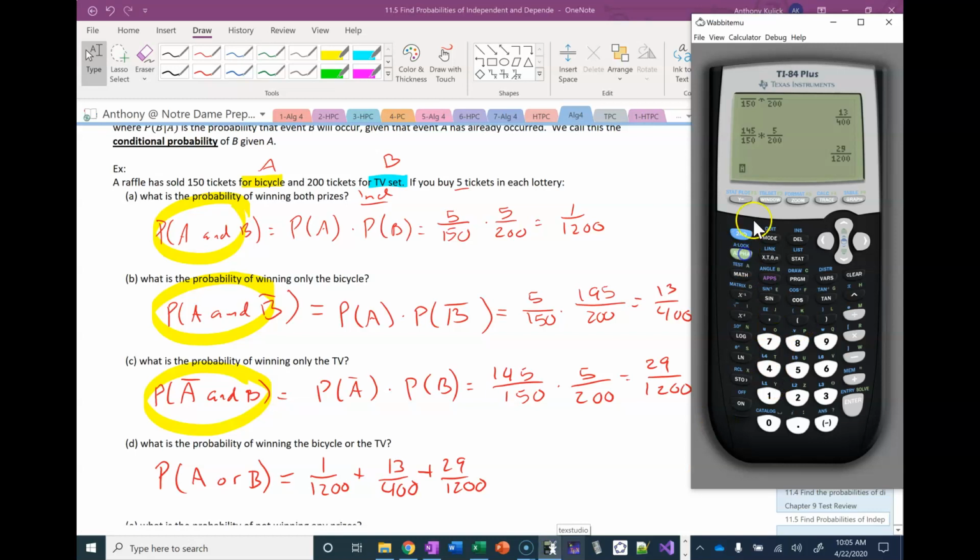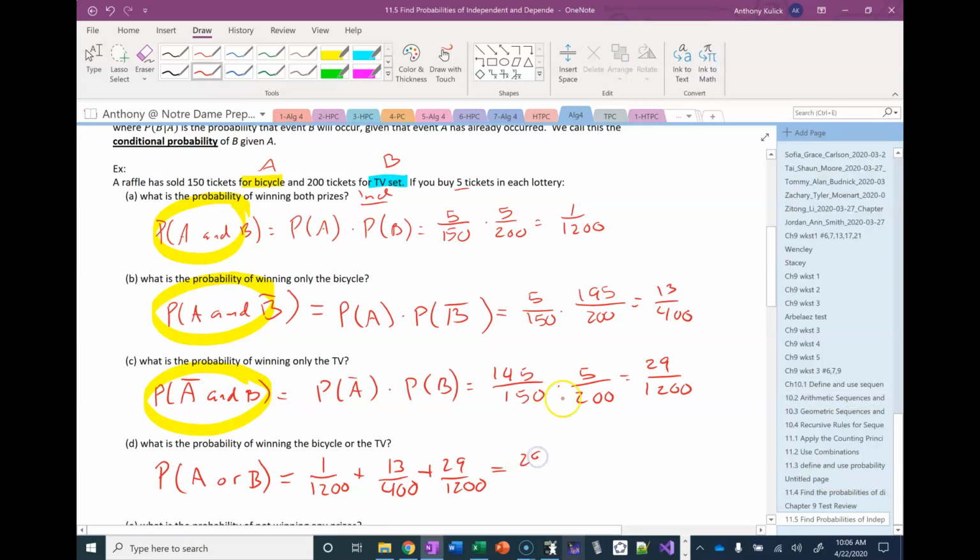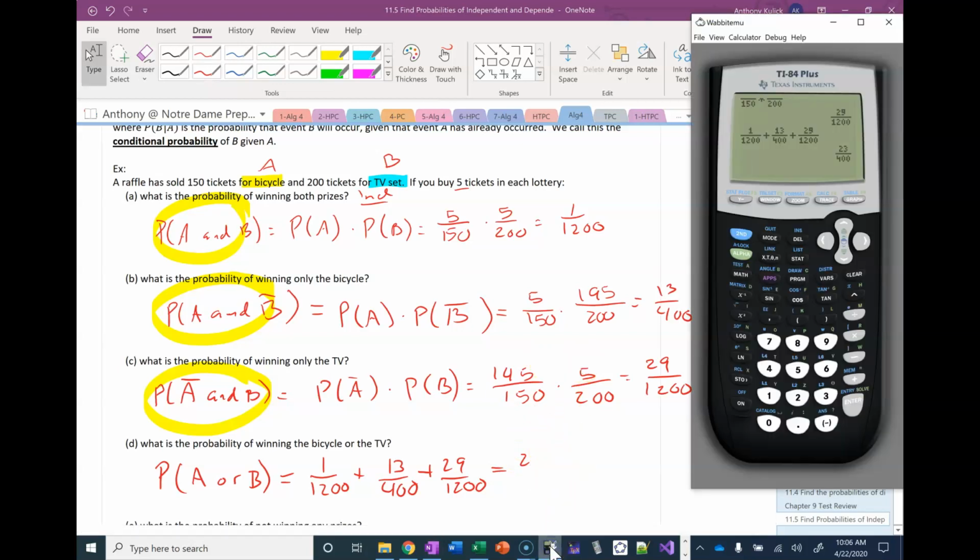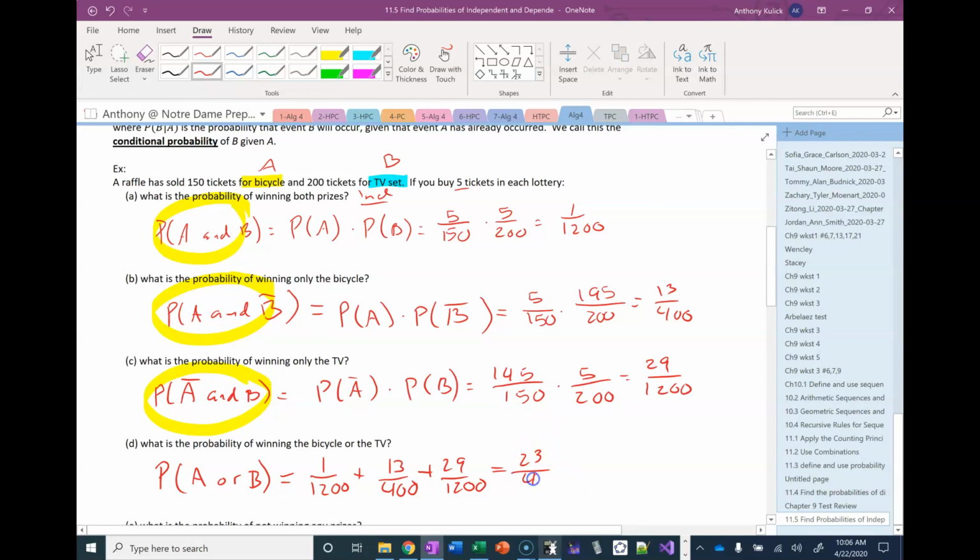So when I do that, I get 23 out of 400. Okay.